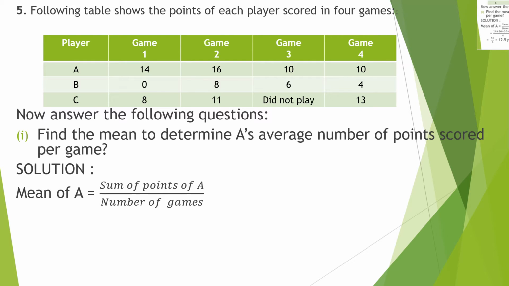So to find the mean of A, we can write the sum of points scored by A upon the number of games played. So we get 14 plus 16 plus 10 plus 10, the whole divided by 4. While adding we get 50 upon 4 equal to 12.5 points.